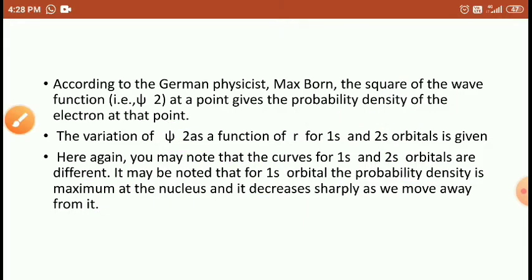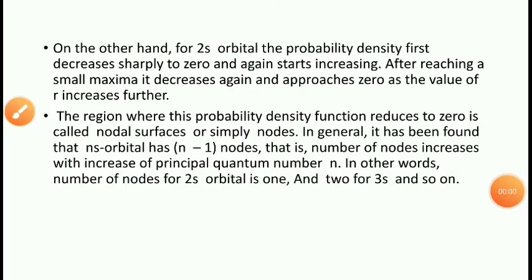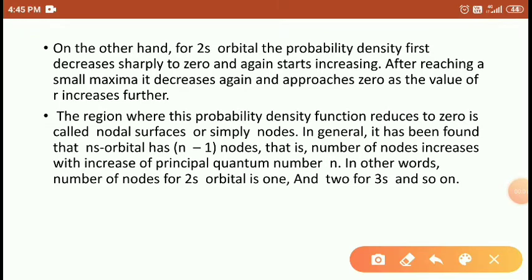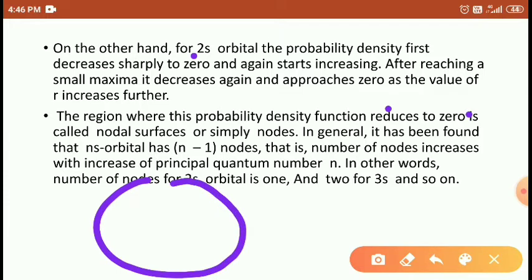Right, students? For the 2s orbital, the probability of electron density initially decreases sharply, then increases again, reaches a maximum, and again decreases, approaching 0. In this region, the probability of electron density function reduces to 0, called a node or nodal surface. It means that in the atom, wherever electrons are available, that is what we call the probability of electron density, psi square, at the nucleus.